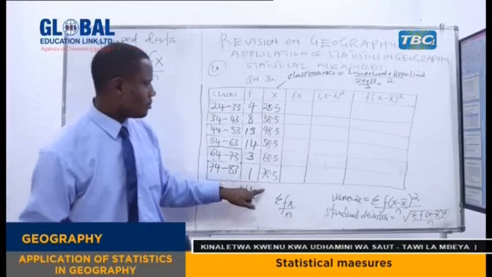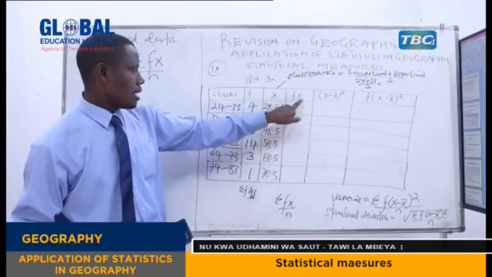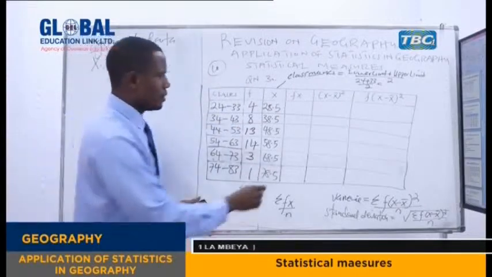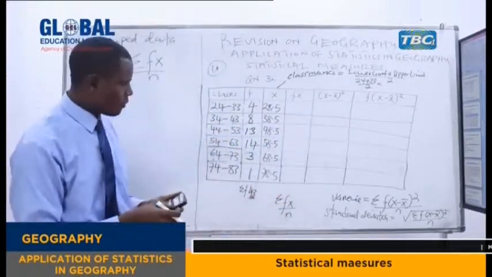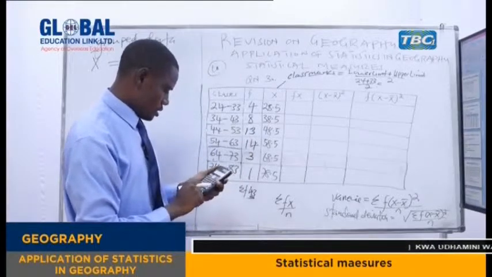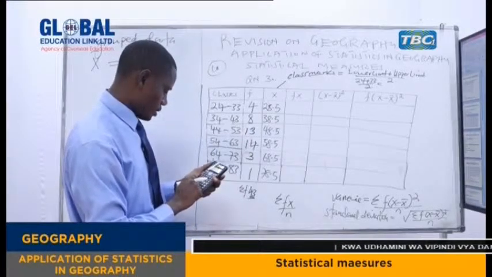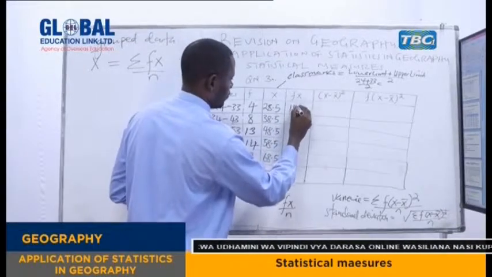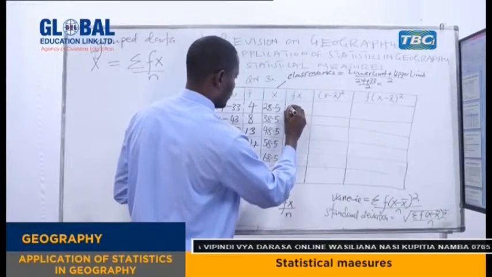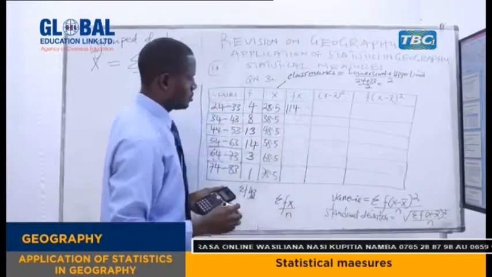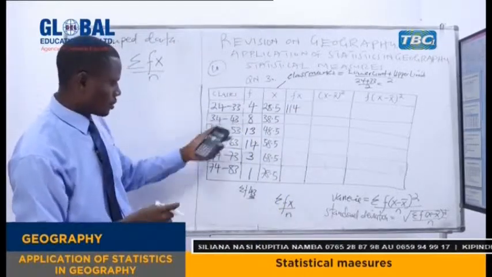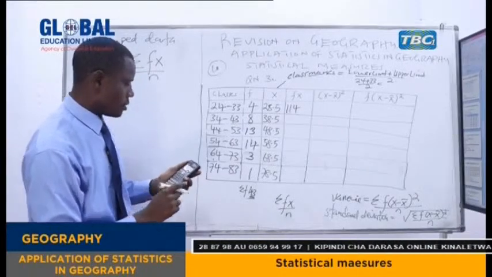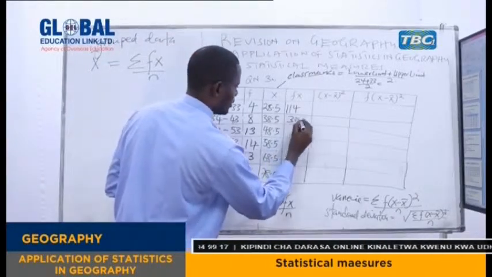Then you go for the next column, which is all about F times X. So we take the class mark times the frequency, then we fill that particular column. You take 4 times 28.5, then we come up with 114. Then you go for the next one, that is 8 times 38.5, then you come up with 308.